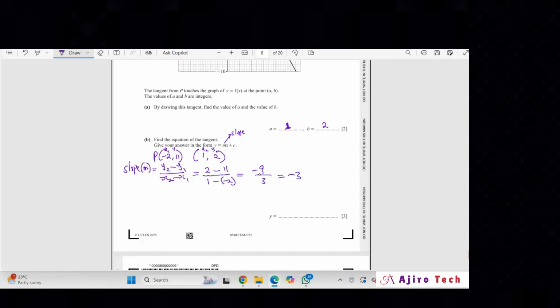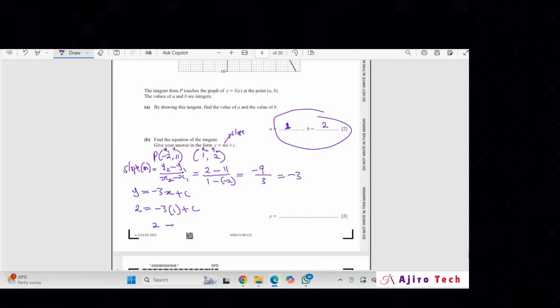I've gotten this now. So if I want to do that, I'll now have y is equal to minus 3s plus c. So you can now put your point inside. And where is the point? Look at the point here. S is 1, y is 2. So we put 2 here. That will be minus 3, S is 1, plus c.